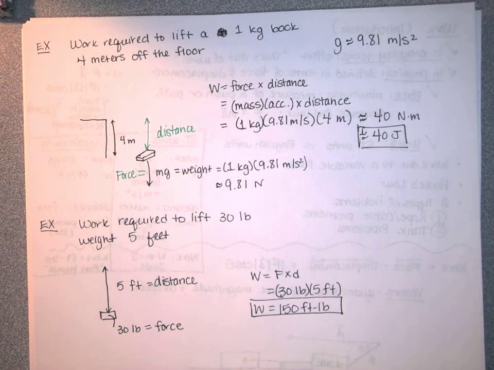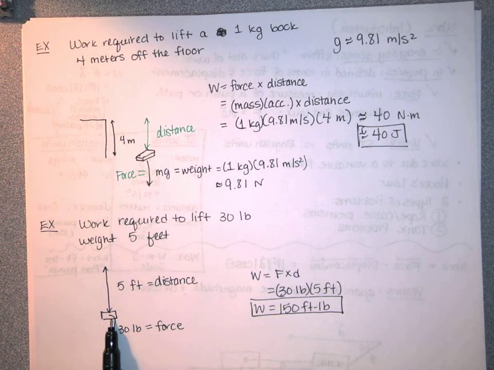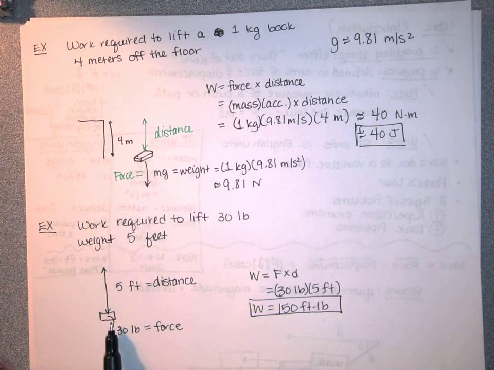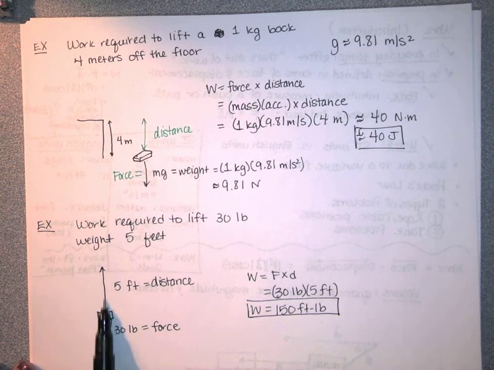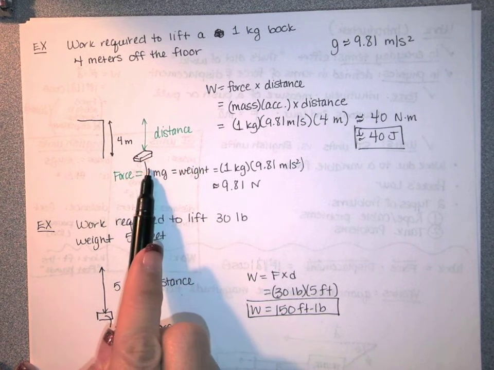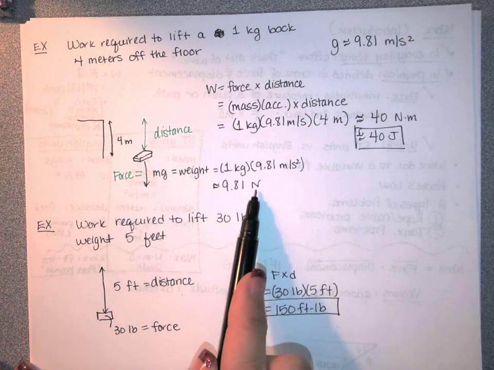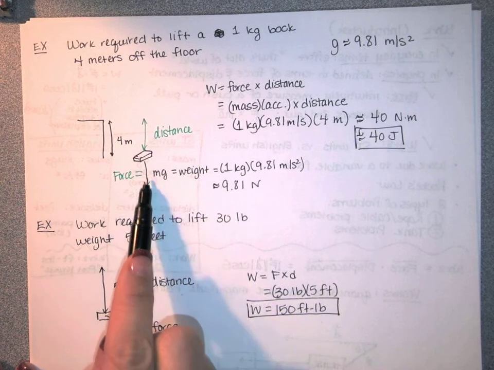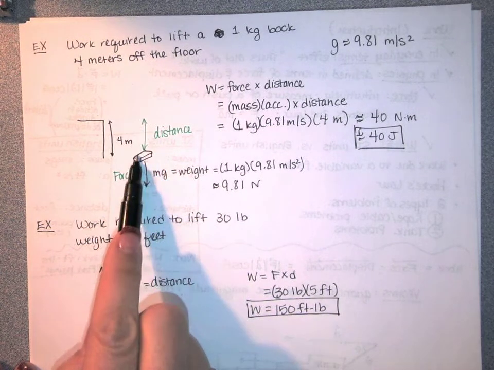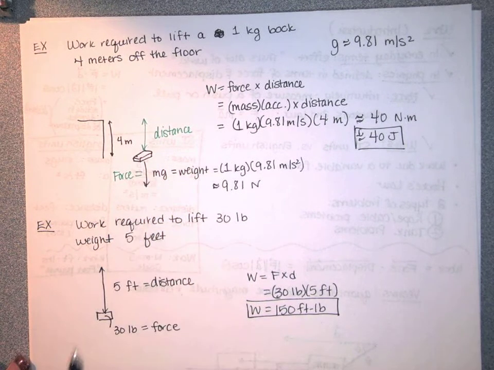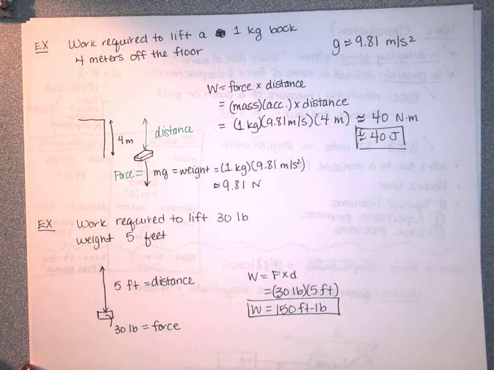Now, neither of these required calculus at all, because I've got a constant force as I'm moving that object through a constant displacement. That 30 pounds of force is acting on that object through the entire 5 feet. And over here, my 9.81 newtons of force is acting through the displacement of 4 meters the entire time. So no calculus is required in either of these cases.